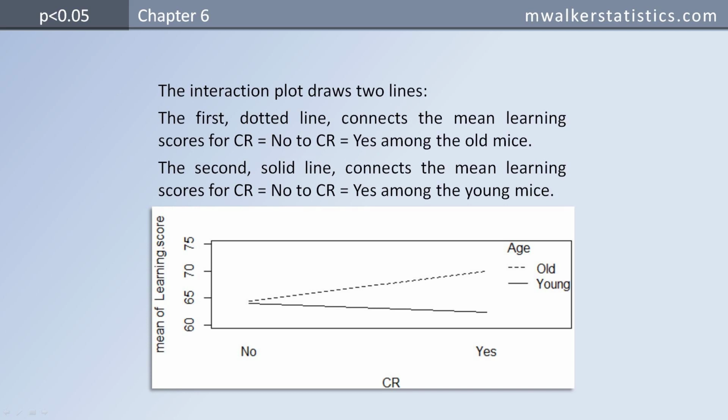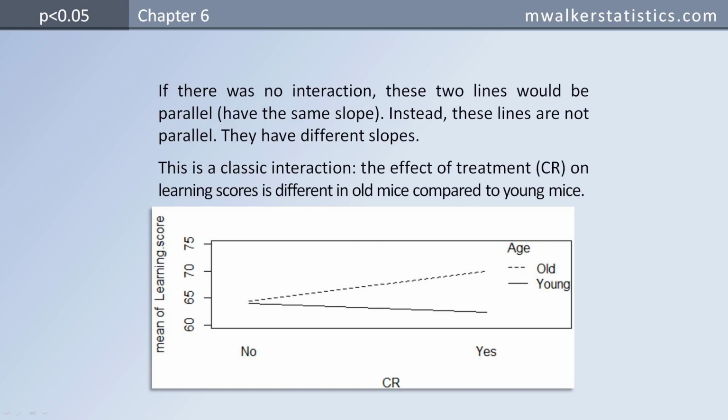The interaction plot draws two lines. The first dotted line connects the mean learning scores for CR equals no to CR equals yes among the old mice. The second solid line connects the mean learning scores for CR equals no to CR equals yes among the young mice. If there was no interaction, these two lines would be parallel, have the same slope. Instead, these lines are not parallel. They have different slopes. This is a classic interaction. The effect of treatment CR on learning scores is different in old mice compared to young mice.